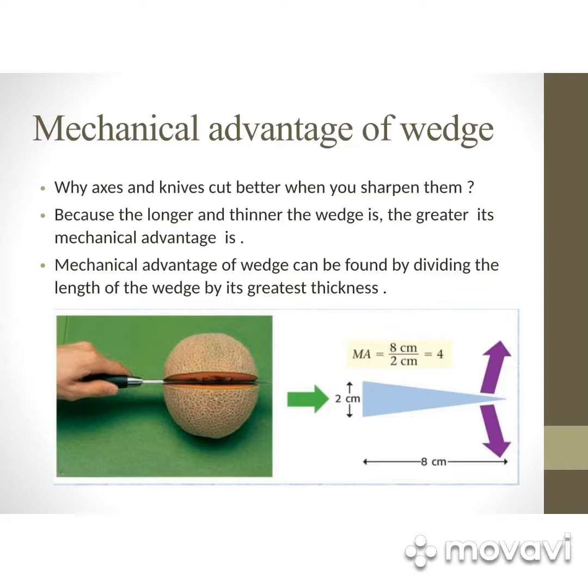So I gave an example right there. The thickness of that wedge is 2 centimeters, and the length is 8 centimeters, and I have the division. The result is 4. So 8 divided by 2 is 4. Now prepare yourself. The next slide is a quiz, so be prepared.